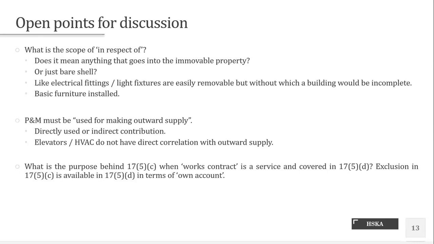Just provide tax planning. Because see, 17.5D also allows the leeway in terms of "on his own account." So if I have an outward works contract invoice, it allows me to take the credit because it's not on my own account.